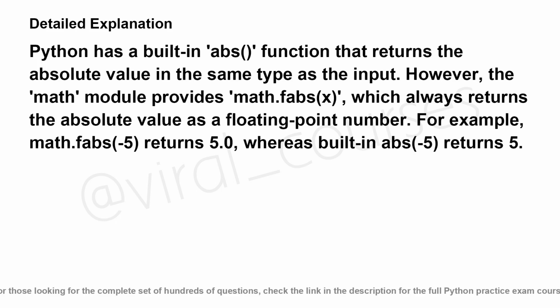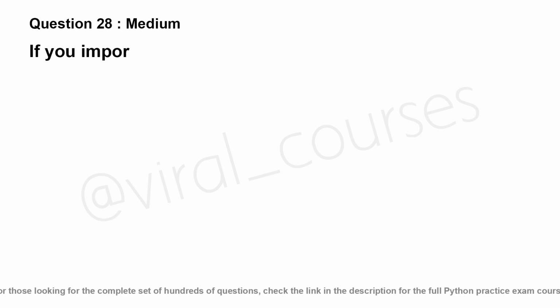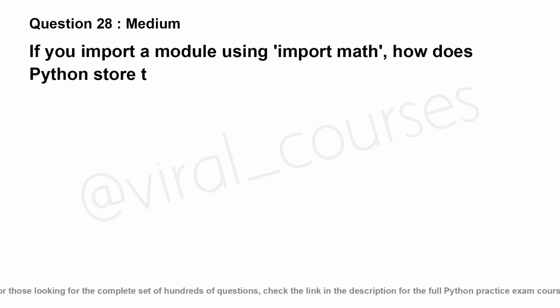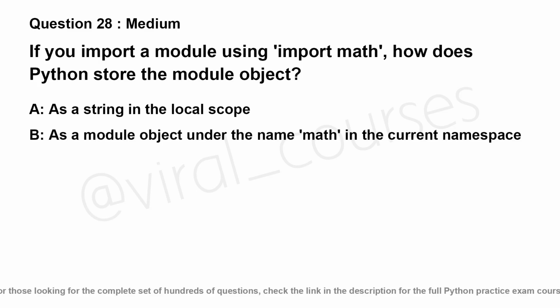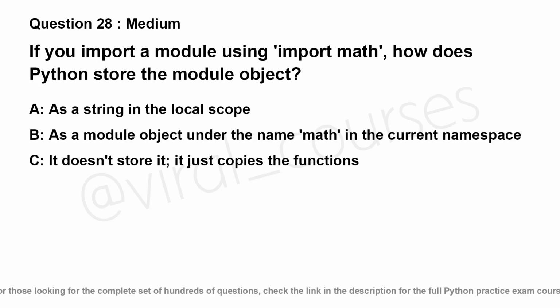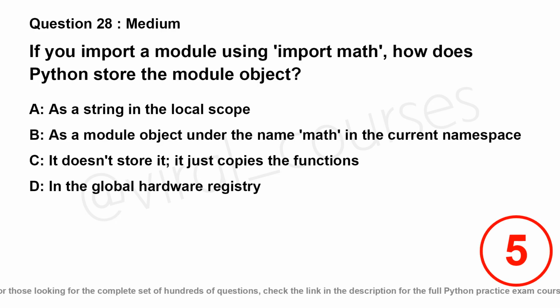If you import a module using import math, how does Python store the module object? Option A. As a string in the local scope. Option B. As a module object under the name math in the current namespace. Option C. It doesn't store it, it just copies the functions. Option D. In the global hardware registry.